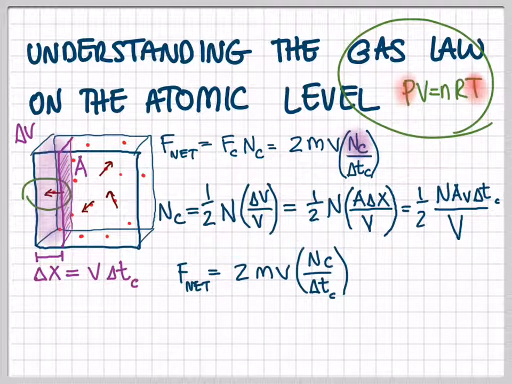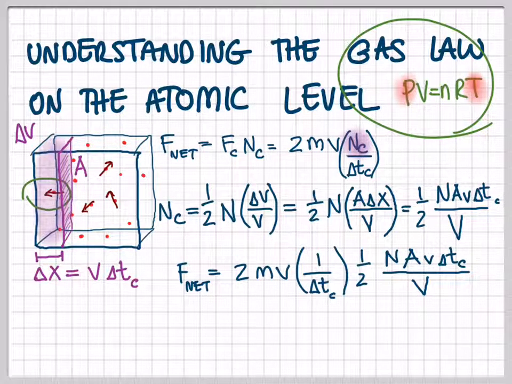Now, just for simplification, I'm going to move that number of collisions out of those parentheses and place it here. That allows me to more simply make this substitution. The number of collisions is equal to 1/2 the total number of molecules in the box times our little area of our box times the average velocity times our delta t, divided by, we've got multiple v's here, so be careful, the one on the bottom is the volume, the total volume of the box. And this is our relationship that we've been working for.